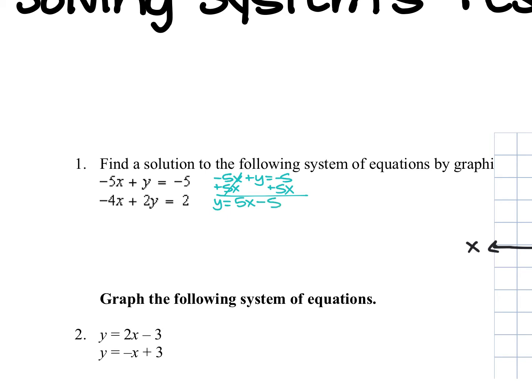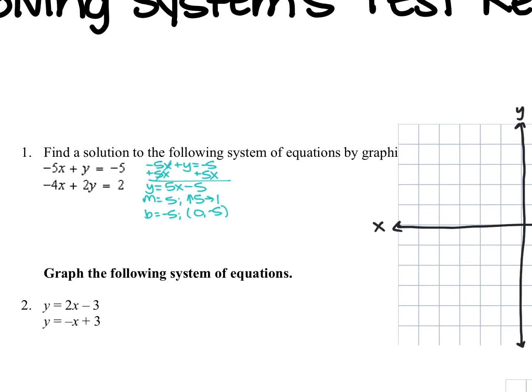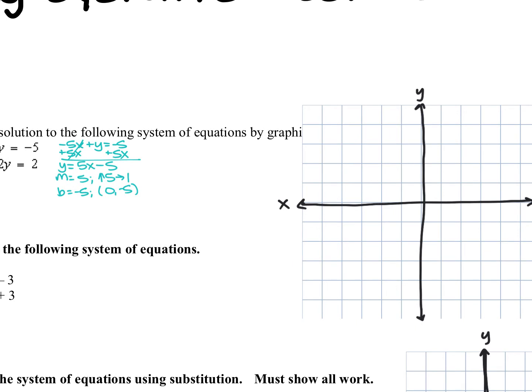So from here, our slope is 5, so we're going to go up 5 to the right 1. And our b is negative 5, giving us a y-intercept of 0, negative 5. So to plot this line, the 0, negative 5 would be on your y-axis at negative 5. Then from there, we're going up 5 to the right 1.